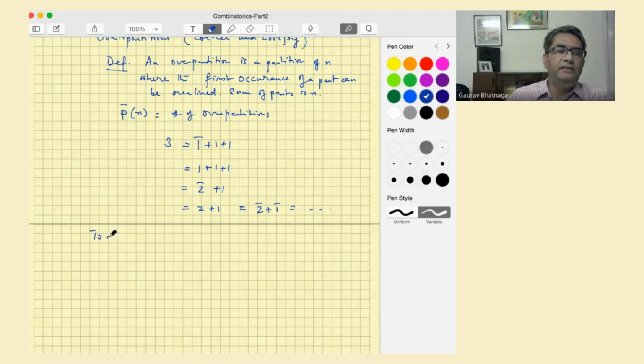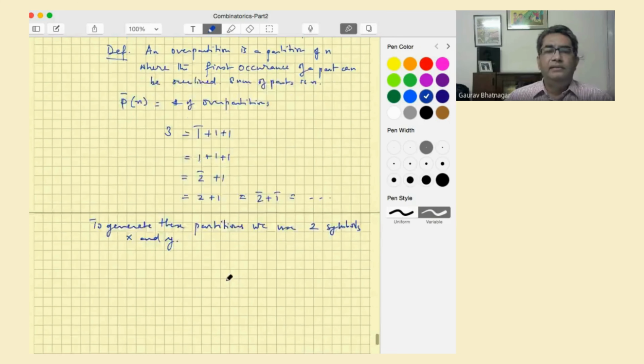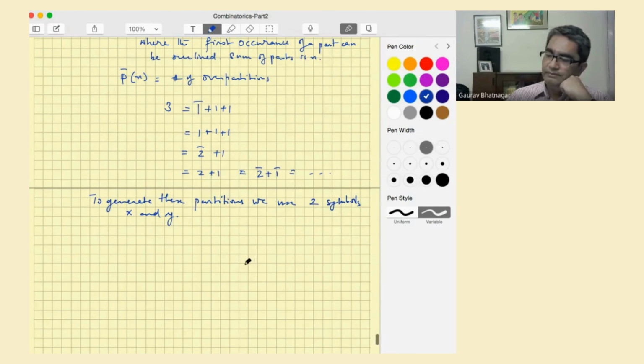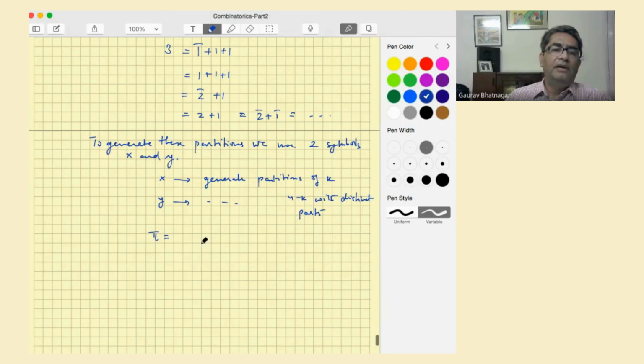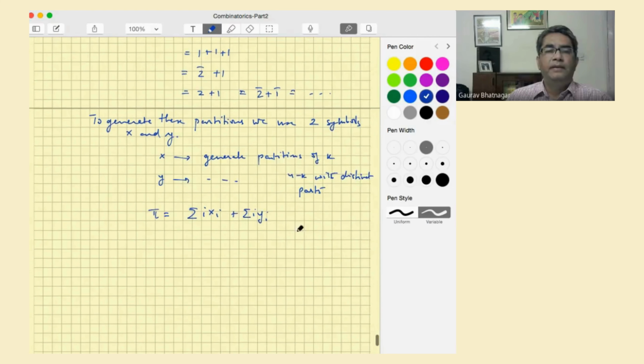So let's generate it. To generate these partitions, we use two symbols, x and y. Remember, we are using these symbols to generate, and what we'll do is let x be used to generate the usual partitions of, let's say, k, and with y you generate partitions of n minus k with distinct parts. And we look at x plus y. So our partition should be something like this, summation of xi plus summation of yi. This will be our partition.